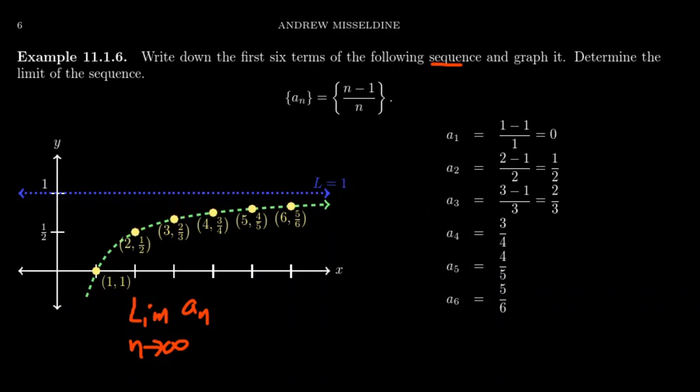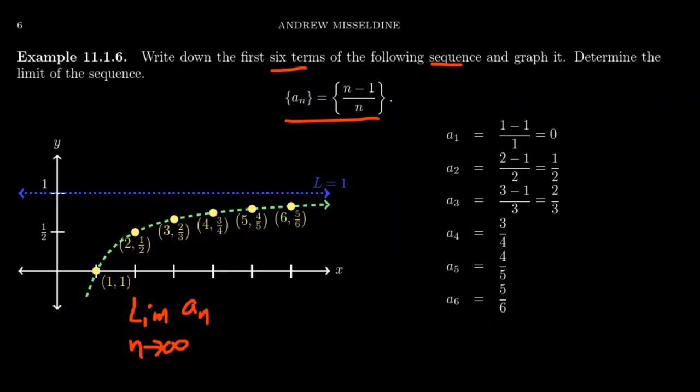Case in point, consider the sequence a sub n equals n minus 1 over n. We can compute the first 6 terms of this sequence by plugging in specific values of n. For a1, you'll get 1 minus 1 over 1, which is just 0. For a2, you plug in 2, you'll get 2 minus 1 over 2, which is 1 half. For a3, you'll plug in 3 minus 1 over 3, which gives you 2 thirds. Then for a4, you'll get 3 fourths. For a5, you'll get 4 fifths. For a6, you'll get 5 sixths. And we can see the graph right here.